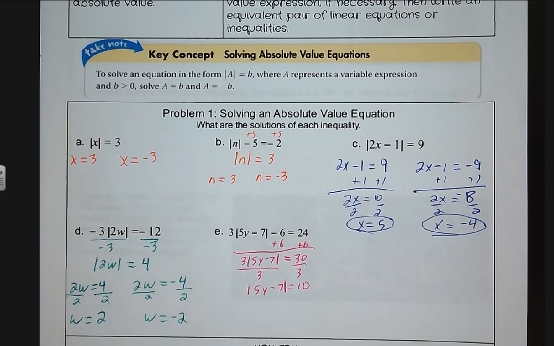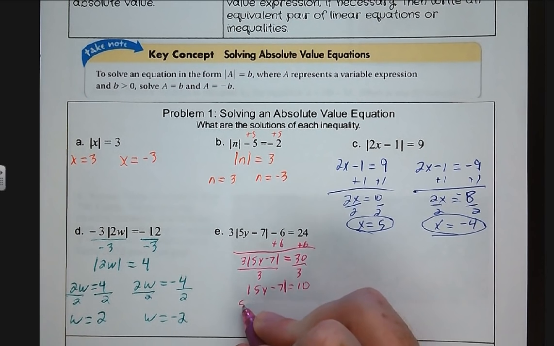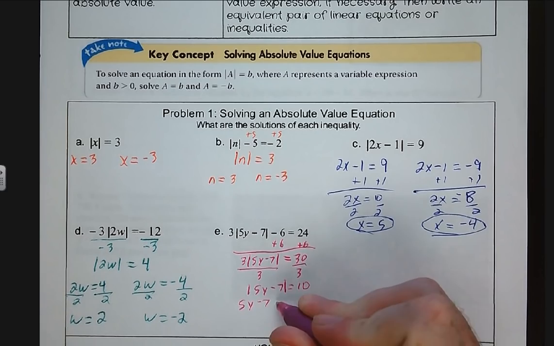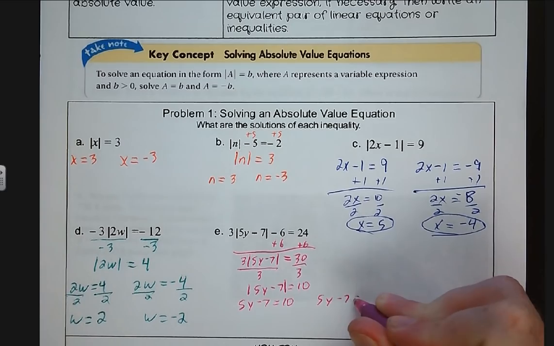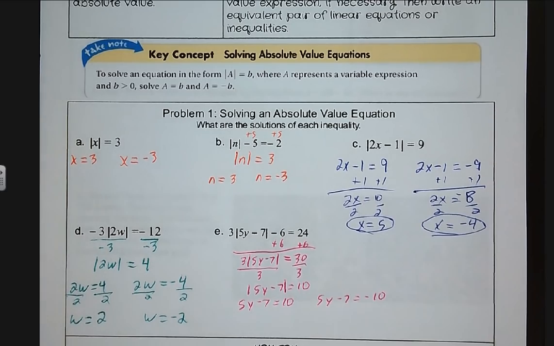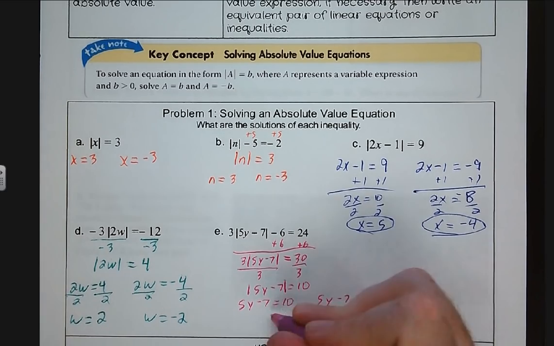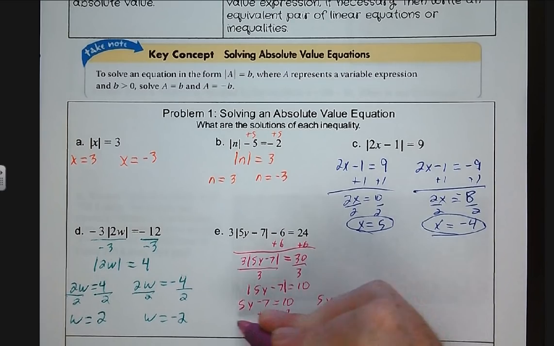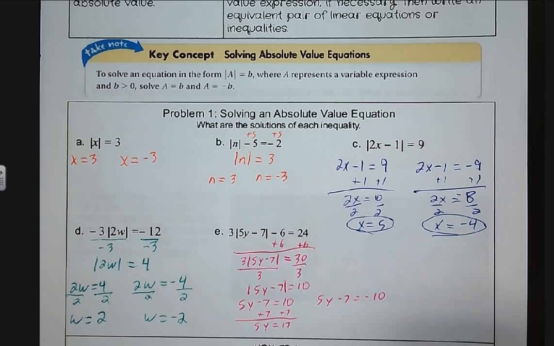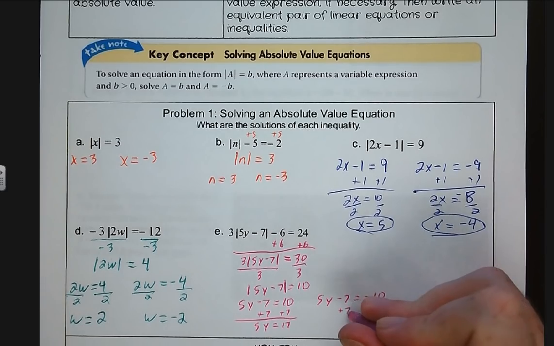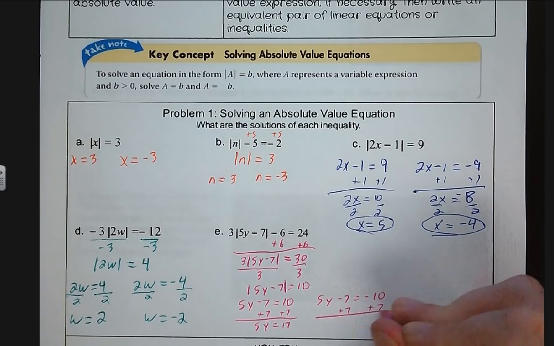Now we split those into our 2 pieces. 5y minus 7 equals 10. 5y minus 7 equals negative 10. Add 7 to both sides. 5y is equal to 17. Add 7 to both sides. 5y is equal to negative 3.